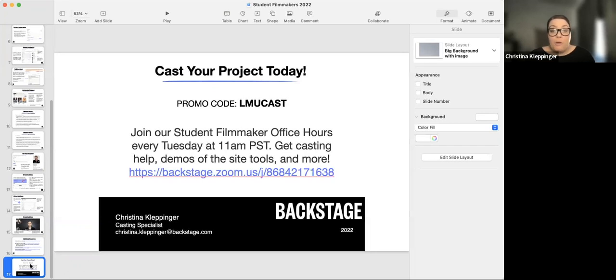And then last thing is that promo code. Make sure you're not paying that $25 fee. We would infinitely rather that go towards lunch for your actors or your costume budget or whatever it is. It should not be coming to Backstage. It should be going into your project.